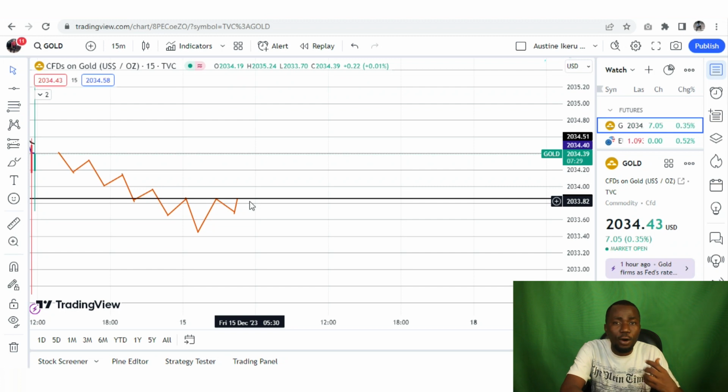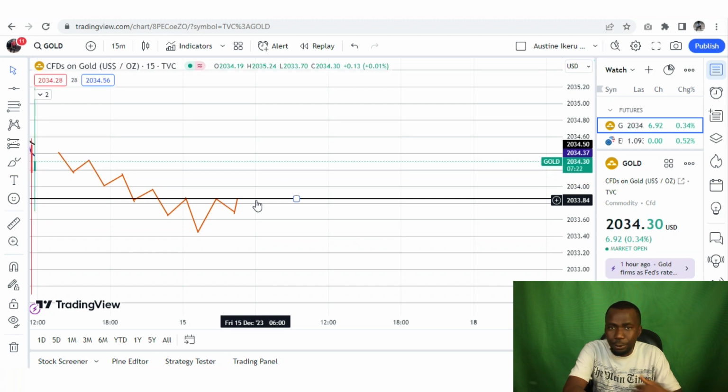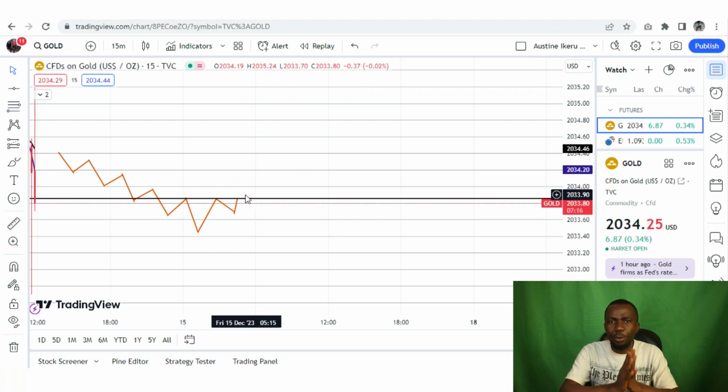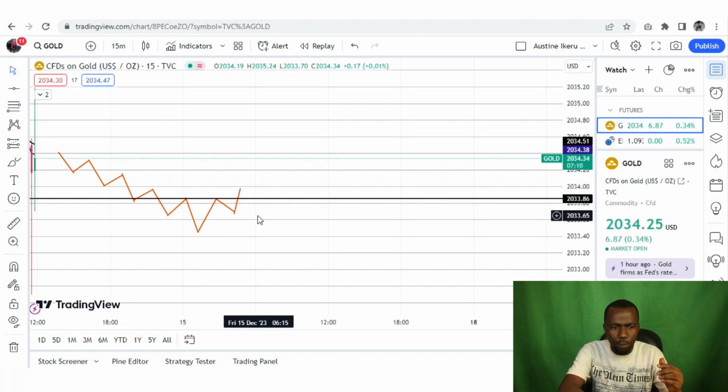That neckline now becomes your resistance level. So you are now waiting for price to break above the neckline for you to take action. Once price breaks above the neckline, it means the new uptrend has begun. The buyers have stepped in fully and they are going to push the price up.